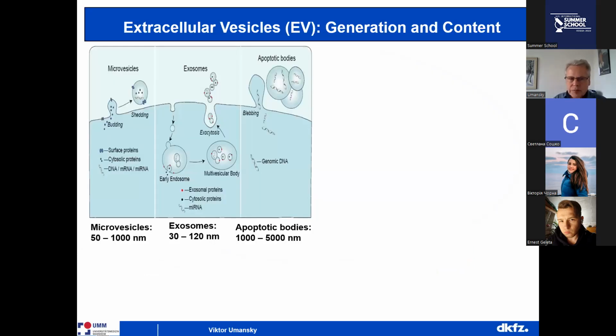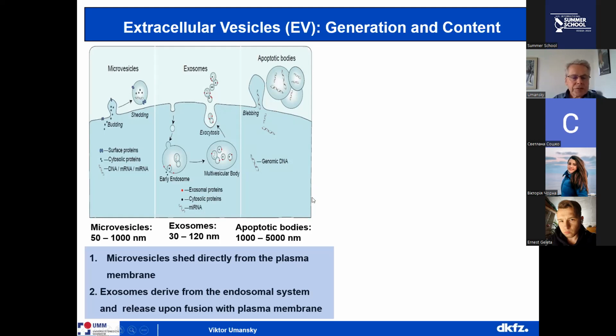So a couple of words about extracellular vesicles. I don't know if you have heard already about these vesicles, but just to let you know that there are three classes: microvesicles, exosomes, and apoptotic bodies. And the difference between microvesicles and exosomes is not so strong. Microvesicles shed directly from the plasma membrane, but exosomes are produced in a more complicated way: they derive from the endosomal system and are released upon fusion with the plasma membrane.